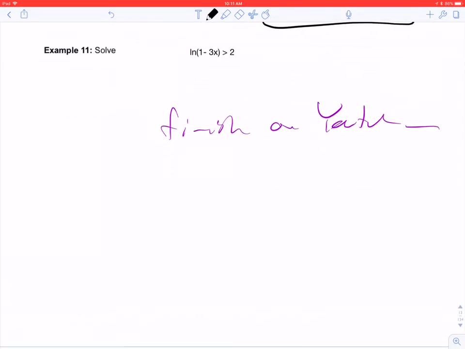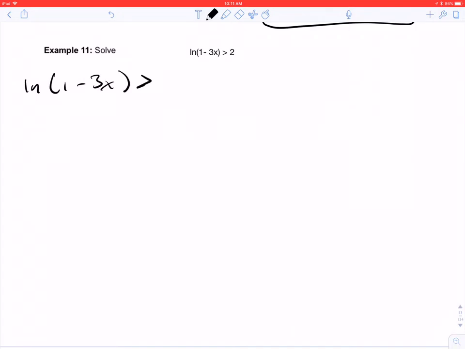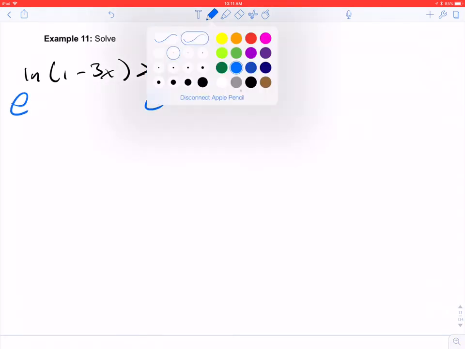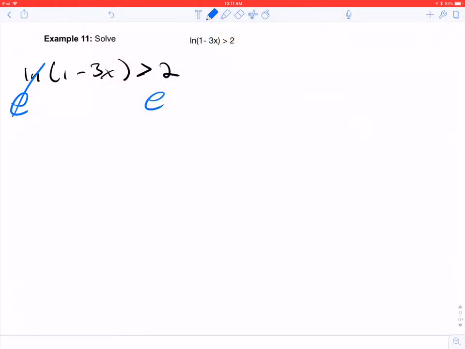Here's the last one. I'm so excited, yay. Okay. So I'm going to start by rewriting the original. Natural log of 1 minus 3x is strictly greater than 2. To cancel the log, we're going to say e to the power of the left and e to the power of the right. Okay? So then the e and natural log cancel each other. So we have 1 minus 3x is strictly greater than e squared, right?